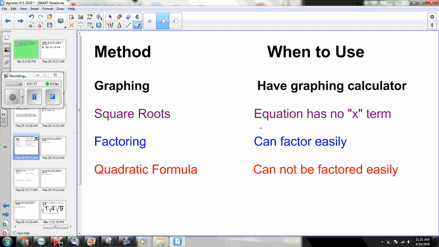Use factoring if you can get your equation to factor easily. If you've tried factoring for a minute or so and you can't get it to factor, move to the quadratic formula. The quadratic formula always works. It just takes a little longer than factoring if you can get it to factor.